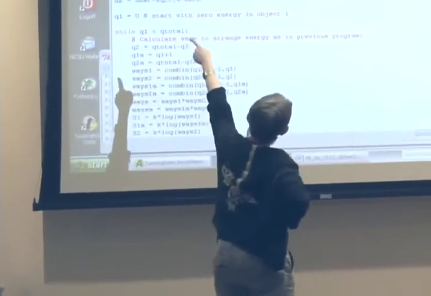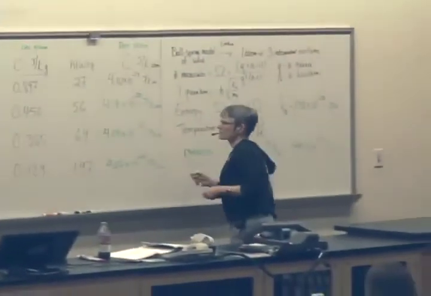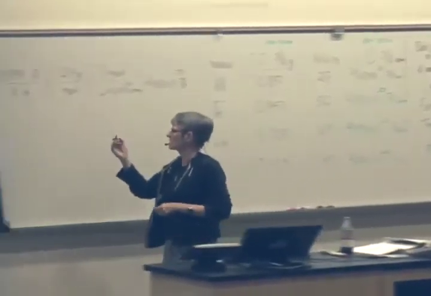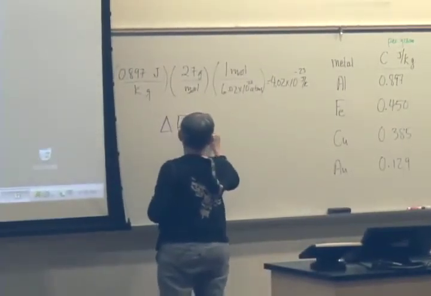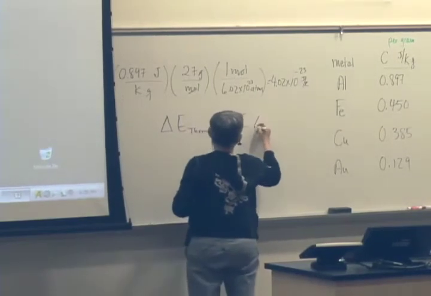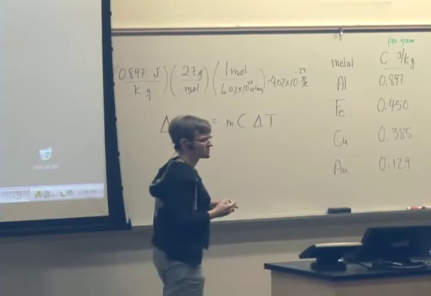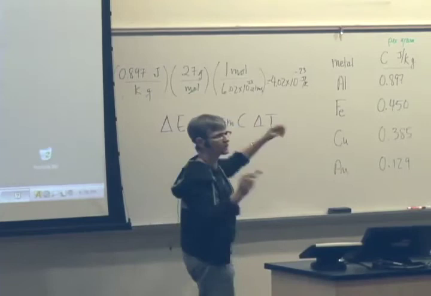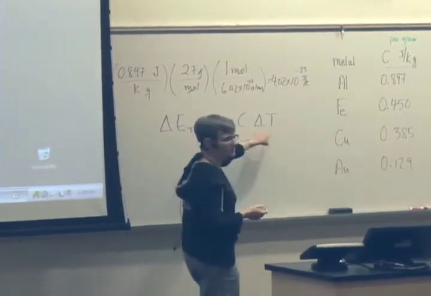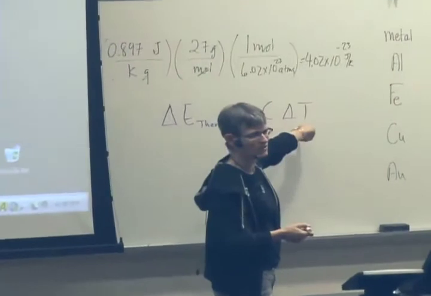What's the slope of the line? This is a plot of temperature versus energy. Do we have any equations that relate temperature and energy? So remember this one? The specific heat: the change in thermal energy was the mass, if it's on a per gram basis, times the specific heat capacity, delta T.